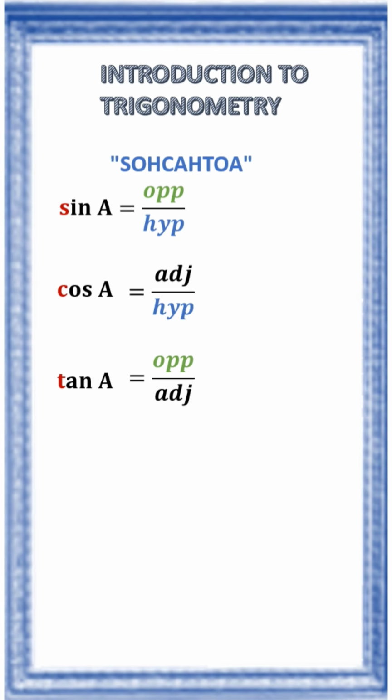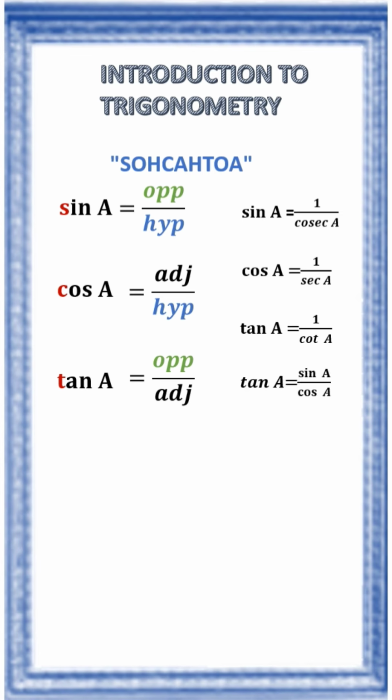Reciprocal of sin A is cosecant A. So sin A is 1 by cosecant A. Cos A is equal to 1 by secant A. Tan A is equal to 1 by cot A. Tan A is also equal to sin A by cos A. Cot A is equal to cos A by sin A.